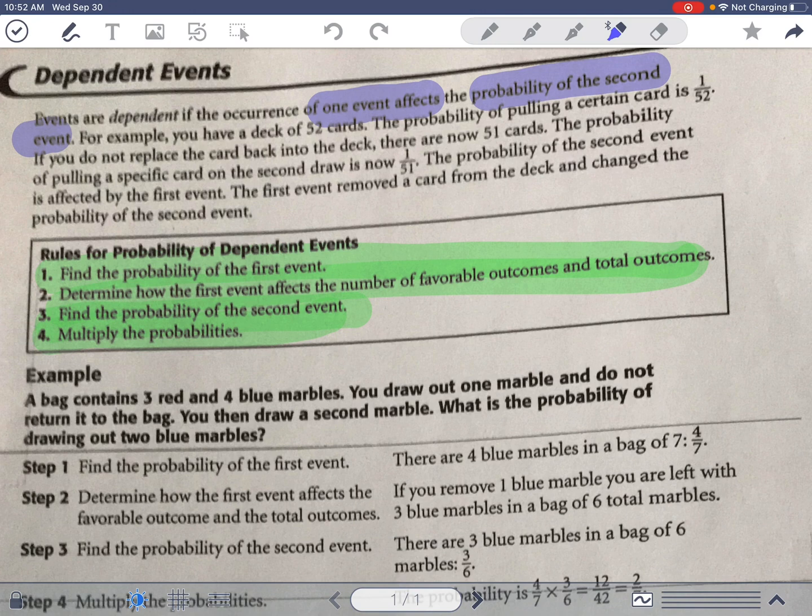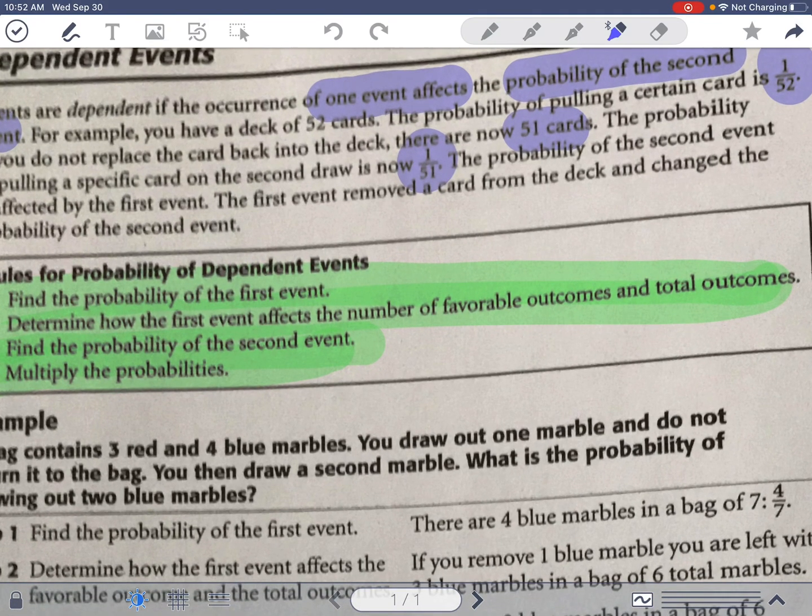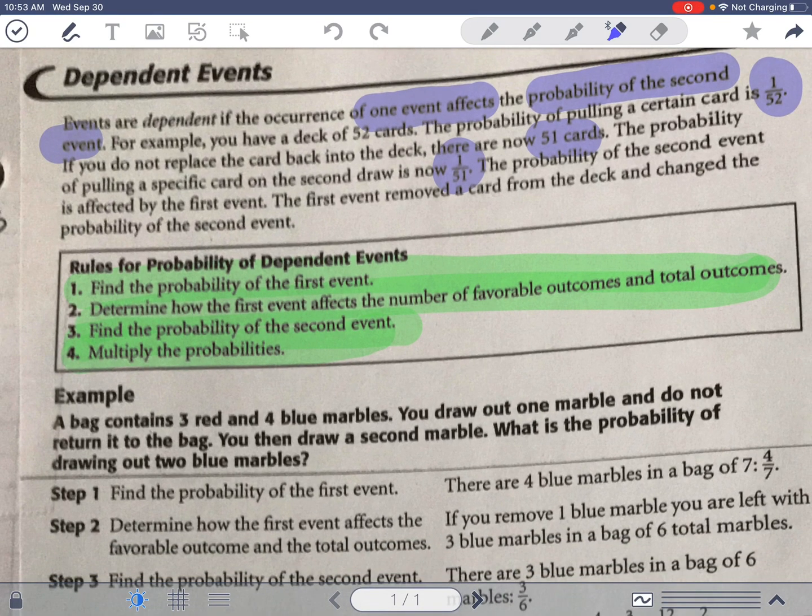If you do not replace the card back into the deck, there are now 51 cards in the deck because you didn't put it back in. The probability of pulling a specific card on the second draw is now 1 out of 51. It went down by 1. The denominator decreased by 1. The probability of the second event is affected by the first event. The first event removed a card from the deck and changed the probability of the second event.